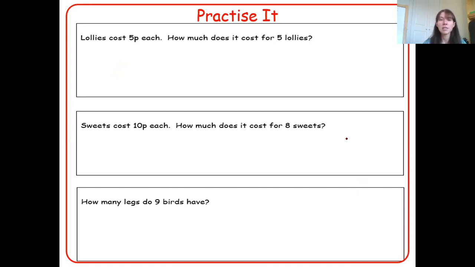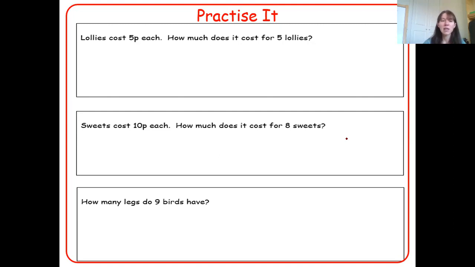How much does it cost for 5 lollies? Okay, lollies cost 5 pence each. So have a go at that calculation. We need 5 lollies and each of them are 5 pence. How much altogether? I'm going to talk you through like I did before and then show you, so don't worry.